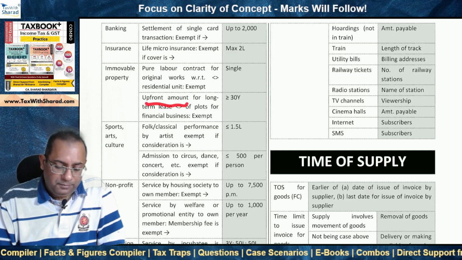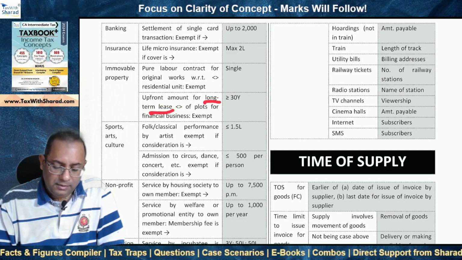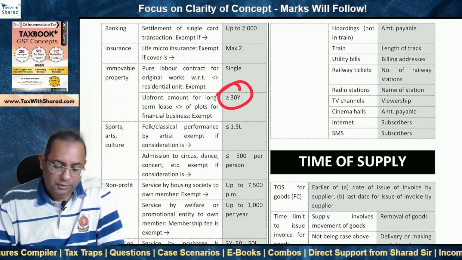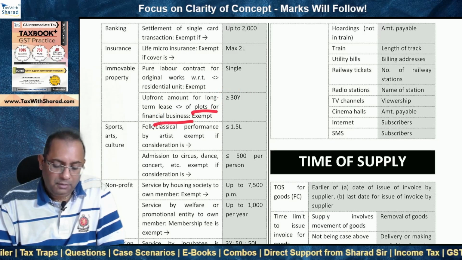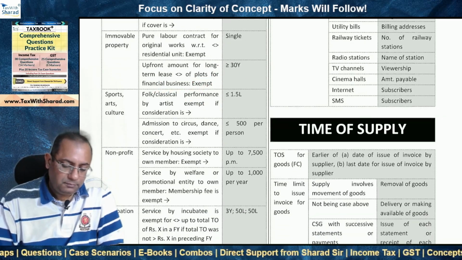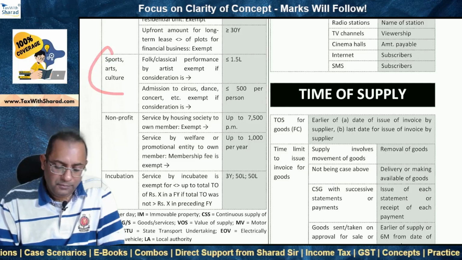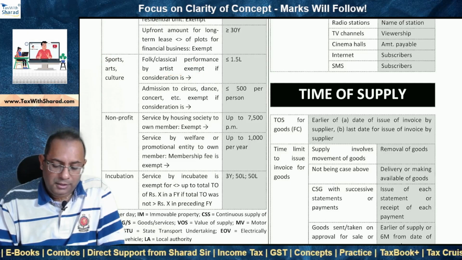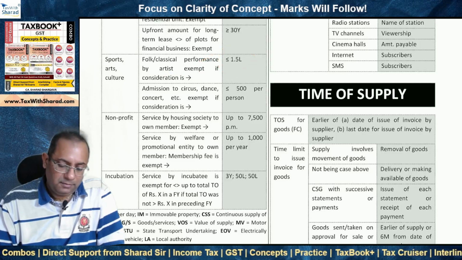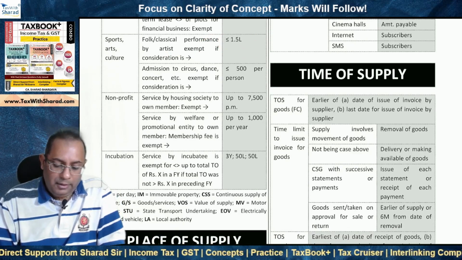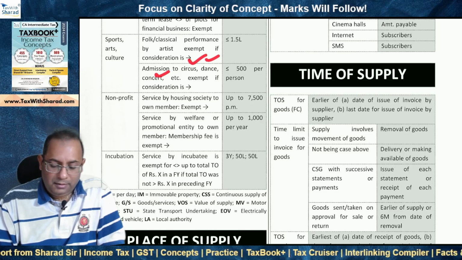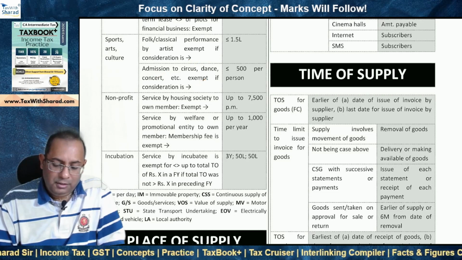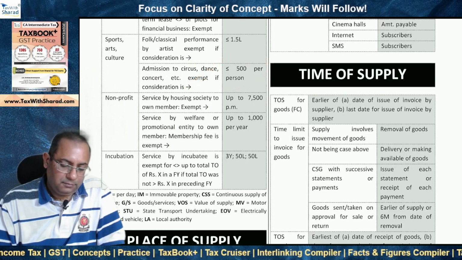If upfront amount is there for a long-term lease, and the long-term lease is for 30 years or more of plots for financial business, that is exempt. Sports, arts, culture. Folk or classical performance by an artist is exempt if the consideration is up to 1.5 lakh rupees. What about admission to circus, dance, concert, etc.? It is exempt if the consideration is up to 500 per person.